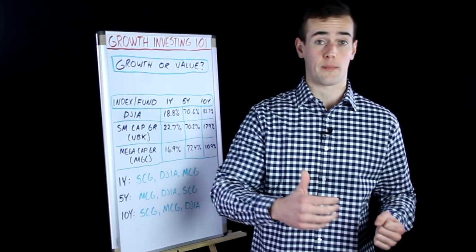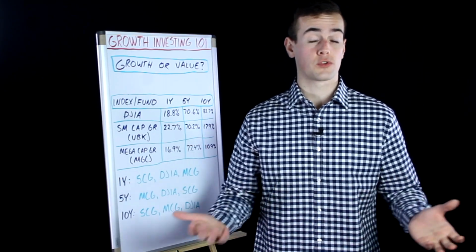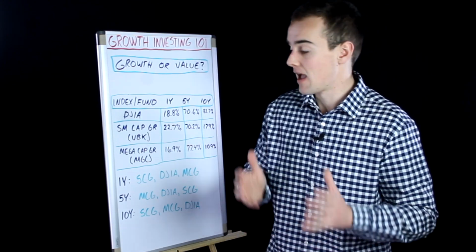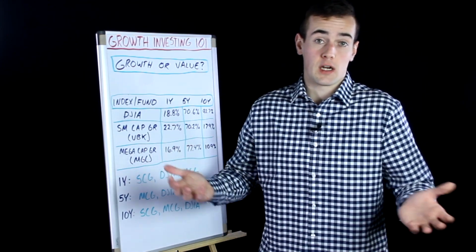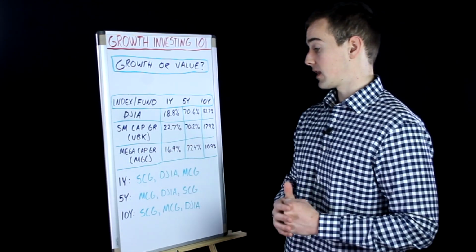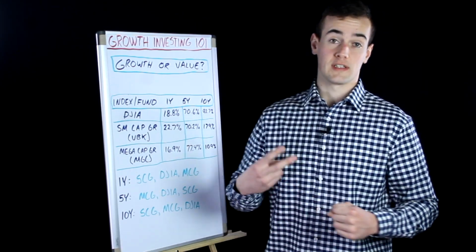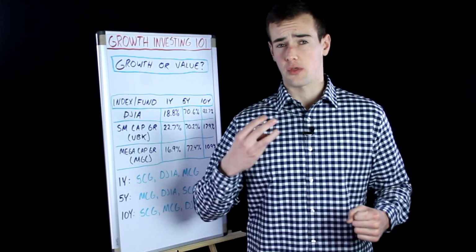You should have some large cap growth, some small cap growth, and also some good value investments. So this is all I'm trying to show you guys here, is that a blended approach of all of these things is going to be the best strategy. And then over the last 10 years, small cap growth has been the clear winner. Mega cap growth was in second, and the Dow Jones Industrial Average was in third.